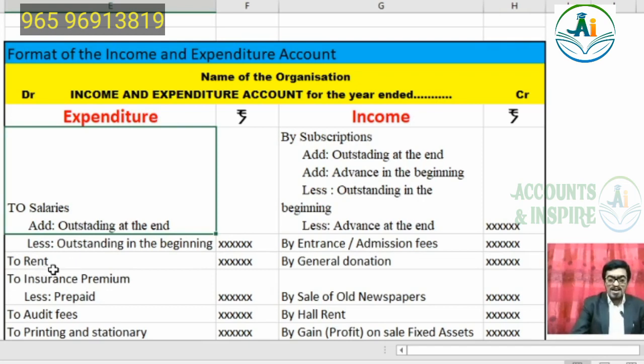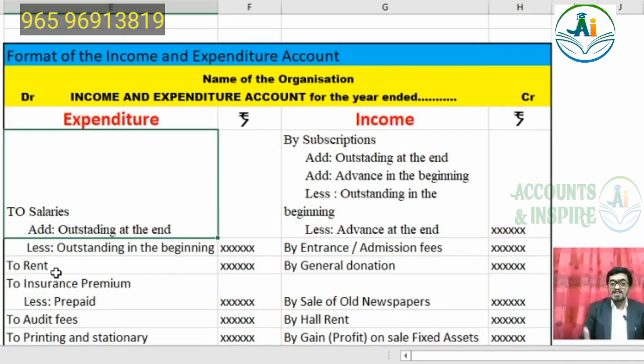Then another example, rent. We know that normally rent is an expense. In the insurance premium case, we can expect another adjustment, prepaid. What is prepaid? Prepaid expenses are expenses paid in advance. Outstanding, we know, is expenses incurred but not yet paid. Prepaid means expenses paid in advance. If you paid any expenses in advance, that should be subtracted.